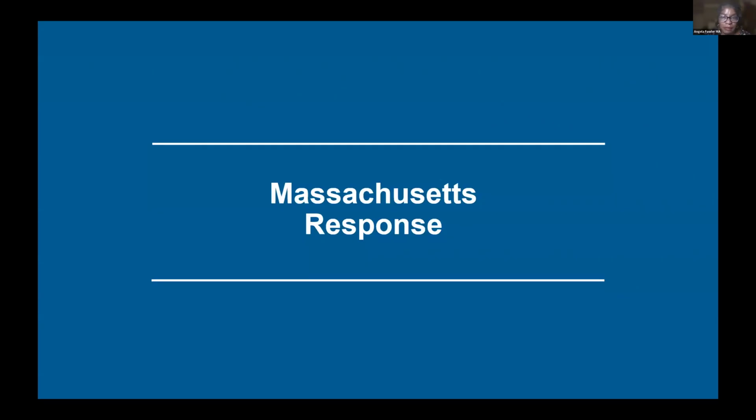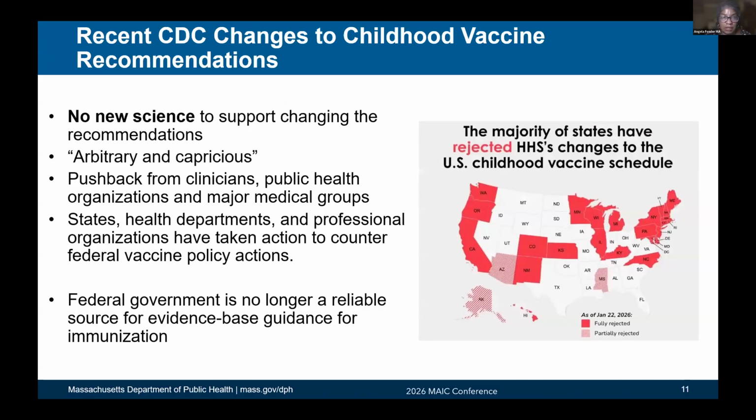But I want to end by talking about how Massachusetts has responded to these challenges. Like I said, it's been a challenge because there's been no new science supporting the changes to these recommendations made over the past year. The judge used the term "arbitrary and capricious" in terms of what was done over the past year. And so clinicians in public health, we've been trying to push back, and we have realized that we have to take the wheel with some of this, because in our view, the federal government at this point is no longer a reliable source for evidence-based guidance around immunizations.